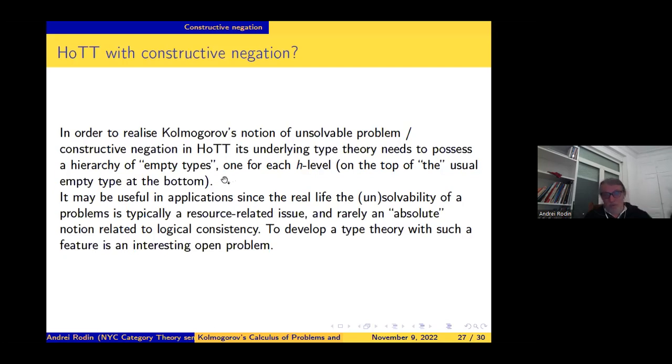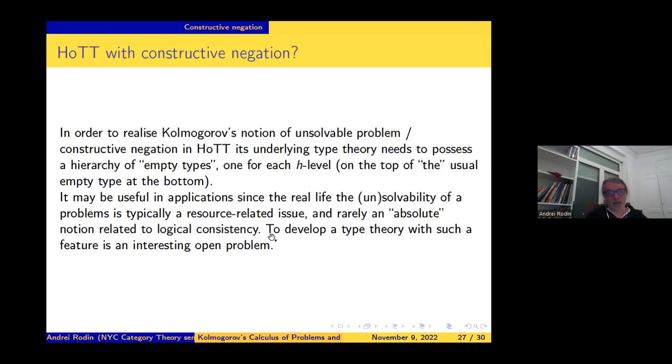And I think it could be very useful in real life, so to speak, because in real life, unsolvability of problems is typically a resource-related issue, if I understand anything about computers. And it happens, but it's maybe not typical. It's really a matter of logical inconsistency. So probably logical inconsistency should not be the only reason for negating something, right?